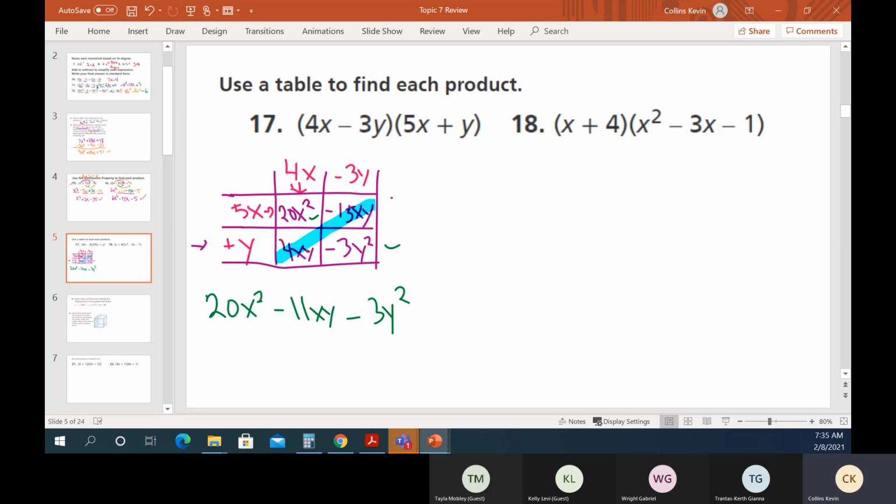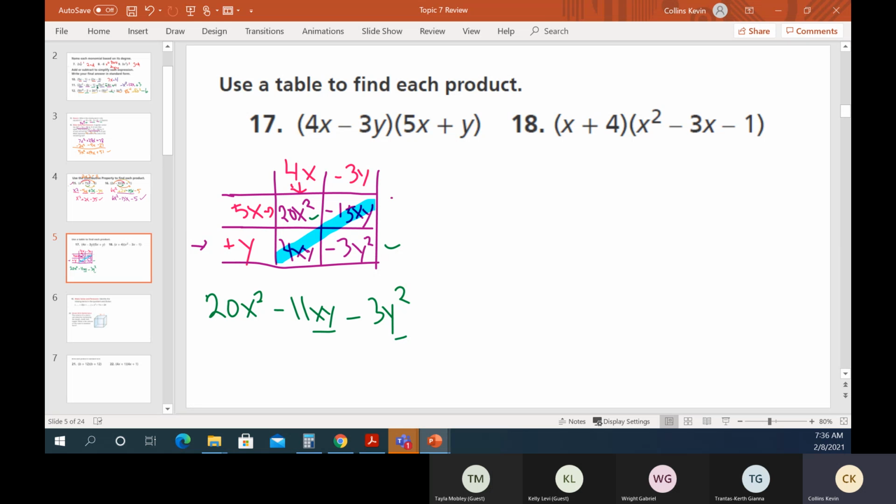So if the y wasn't there, this would be 20x squared minus 11x minus 3. But we're putting the y in there, so you've got xy here instead of just x, and over here you've got a y squared. That's pretty much it.